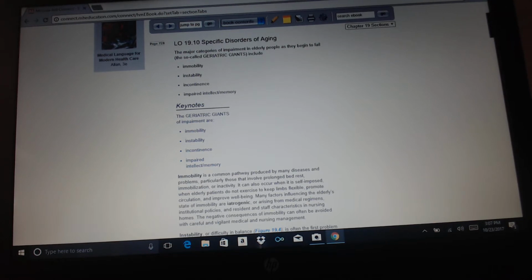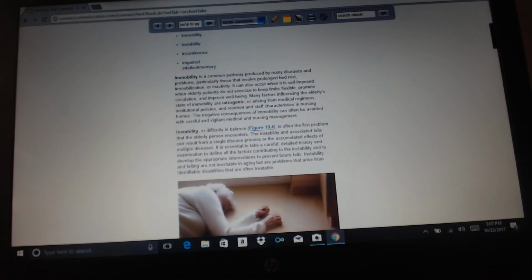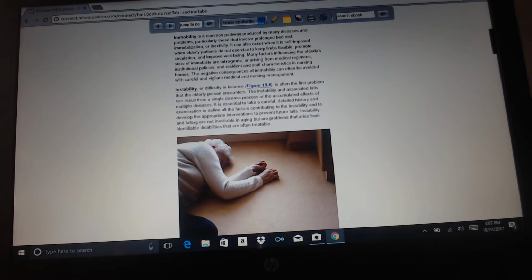The major categories of impairment in elderly people as they begin to fail, the so-called geriatric giants, include immobility, instability, incontinence, and impaired intellect and memory. Immobility is a common pathway produced by many diseases and problems, particularly those that involve prolonged bed rest, immobilization, or inactivity. It can also occur when it is self-imposed, when elderly patients do not exercise to keep limbs flexible, promote circulation, and improve well-being.